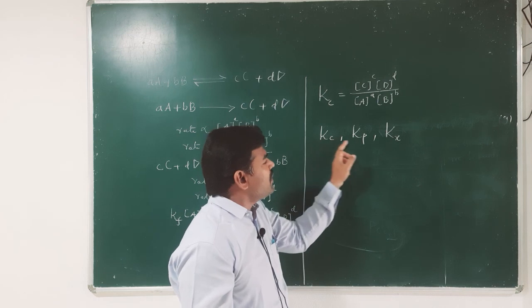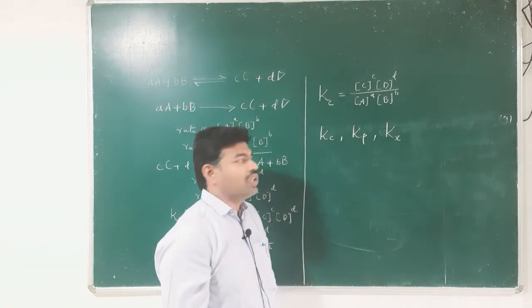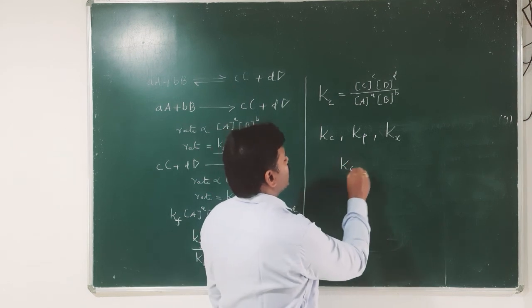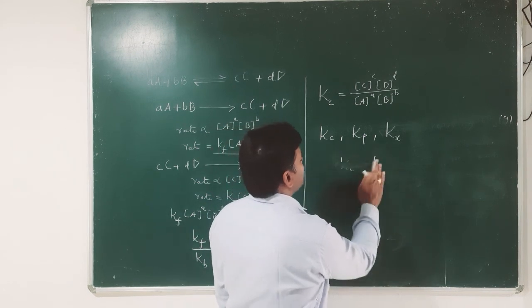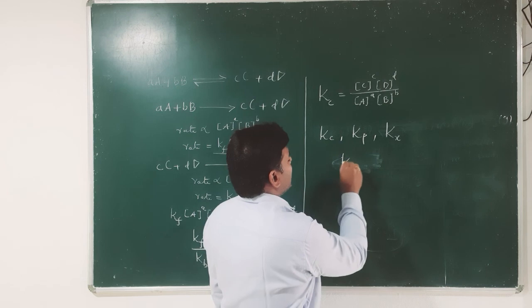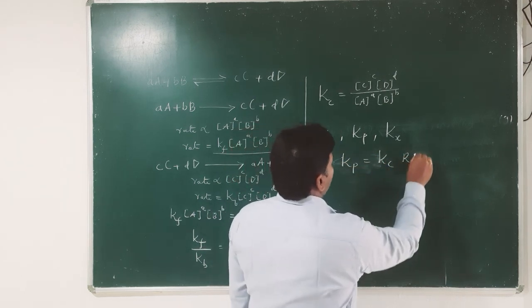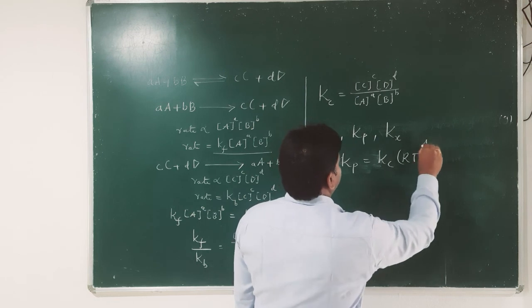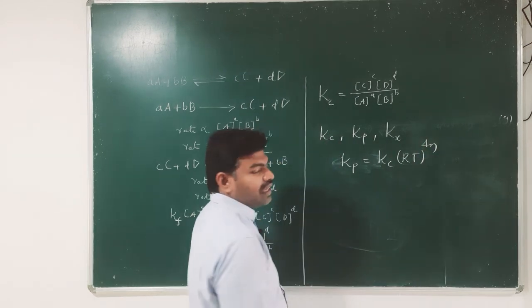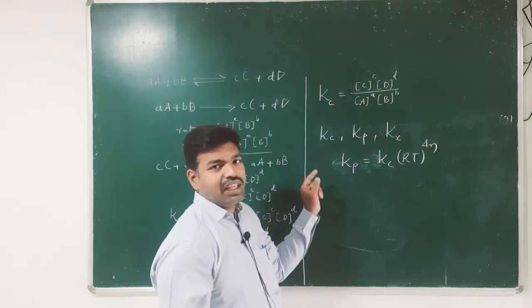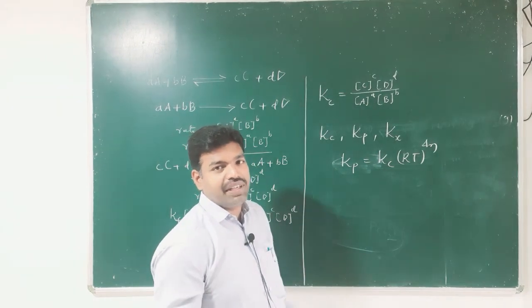So, the relation between Kc and Kp is given by the equation Kp is equal to Kc into RT power delta n.